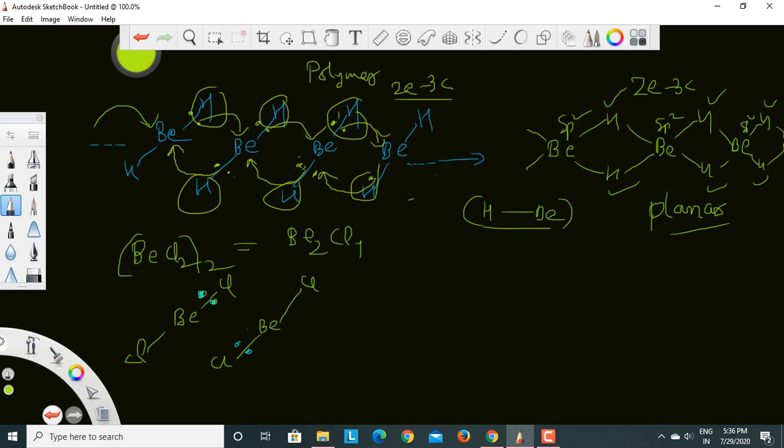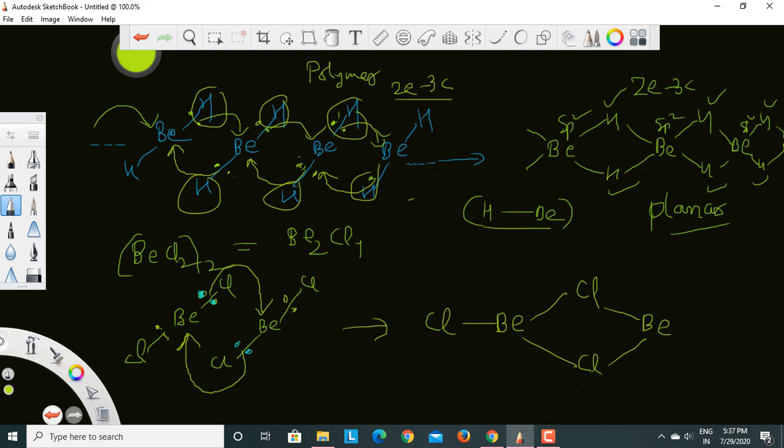Now in BeCl2, you have it like this. These two electrons can make a two-electron three-center system with this beryllium, and these two electrons also will make a two-electron three-center bond with this beryllium. So this will give you Cl single bond beryllium, and this chlorine will again make a three-center two-electron bond. So this is two-electron three-center, this is two-electron three-center, and on this side one chlorine, but this chlorine is two-electron two-center. Why? Because this is sharing one electron, this is also sharing one. This side also is two-electron three-center.